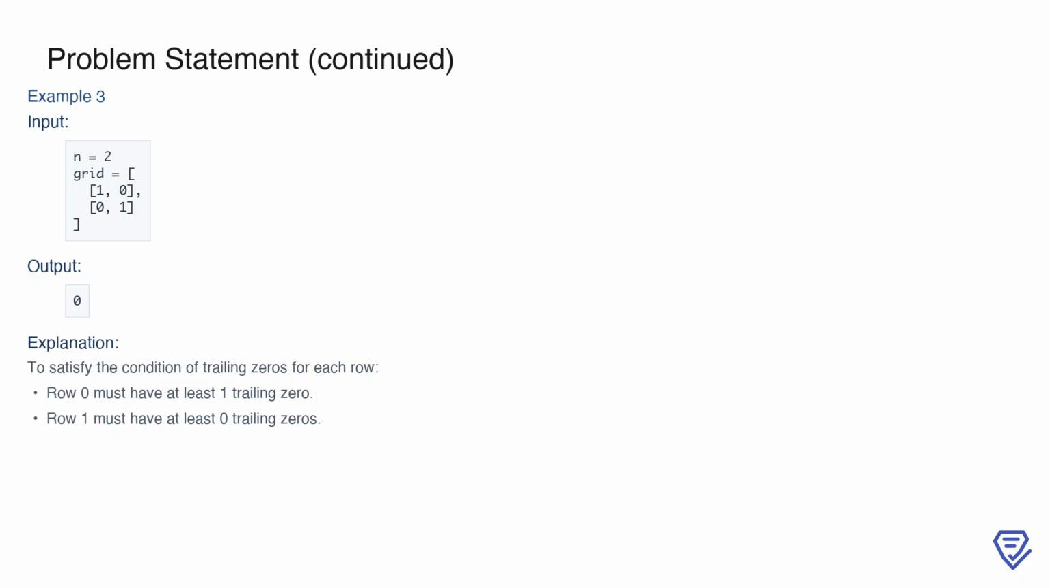In another example, suppose n is 2, and the grid is 1, 0, 0, 1. The output in this case is 0. To satisfy the condition, row 0 must have at least 1 trailing zero, and row 1 must have at least 0 trailing zeros. This grid already meets the condition. Row 0 has exactly 1 trailing zero, and row 1 has no trailing zeros. Since no swaps are needed, the answer is 0.